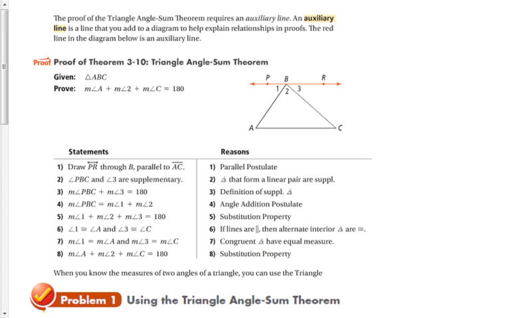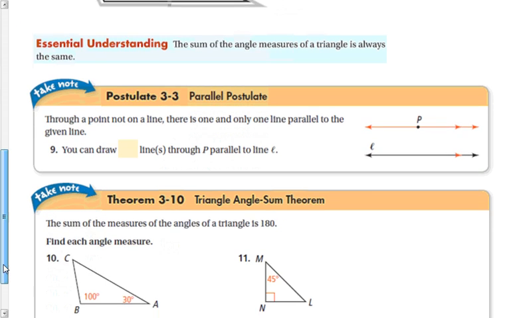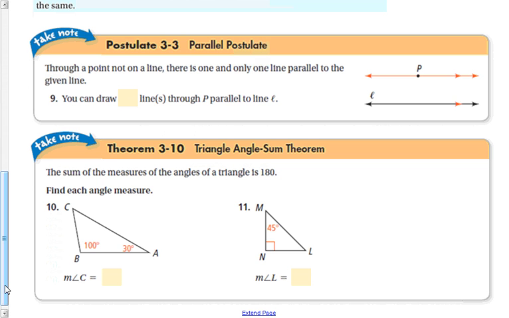So first thing we're going to do is look at an important postulate that we need to use to do some of these problems, and that is postulate 3.3, the parallel postulate. Through a point not on a line, there is one and only one line parallel to a given line. So we can draw one line through point P parallel to line L.